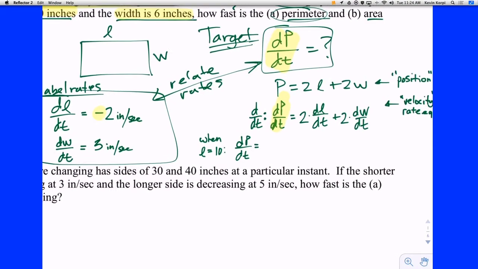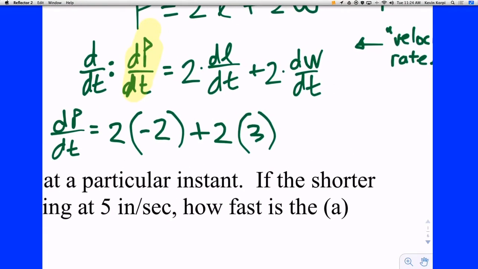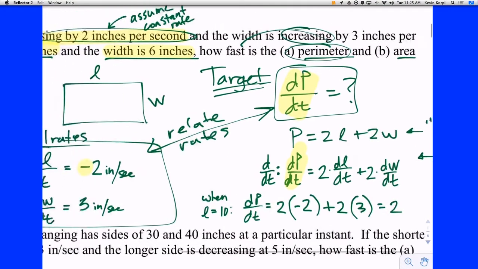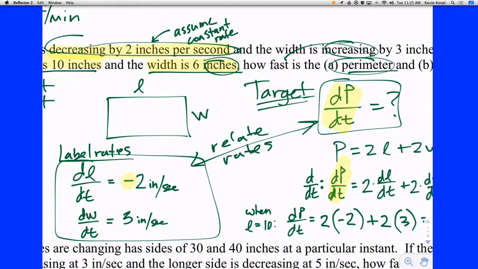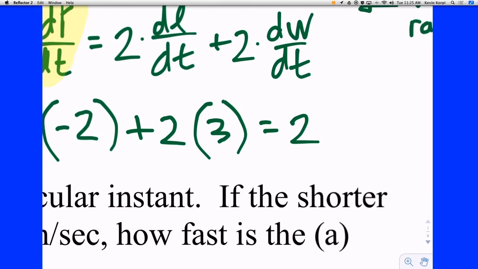So now we just plug them in, and we get 2 times dl/dt, which is negative 2, plus 2 times dw/dt, which is 3. And if we add those up, we get negative 4 plus 6, which is 2. And what are the units going to be? Here's where Leibniz notation is pretty awesome. It's going to be units of perimeter over units of time. Well, we measure perimeter in the same units we measure the length, which is inches. And both of those are changing with respect to time in seconds. So that should be 2 inches per second.